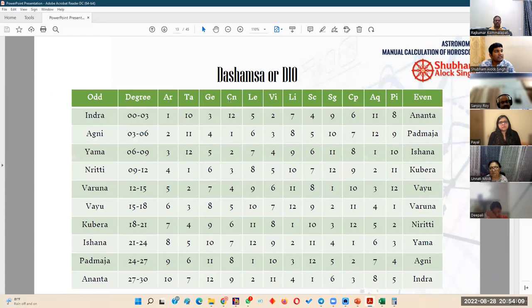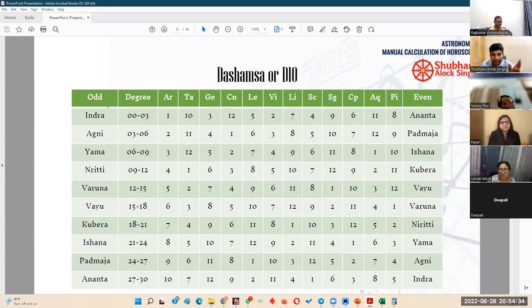After Navamsha comes Dashamsha, where a Rashi is divided into 10 parts, 0 degree to 3 degree first part, 3 degree to 6 degree second part, 6 degree to 9 degree third part, and so on and so forth. You can use the table. For the male Rashi, D10 starts from the same Rashi. For the female Rashi, D10 starts from 9th Rashi, from that female Rashi.